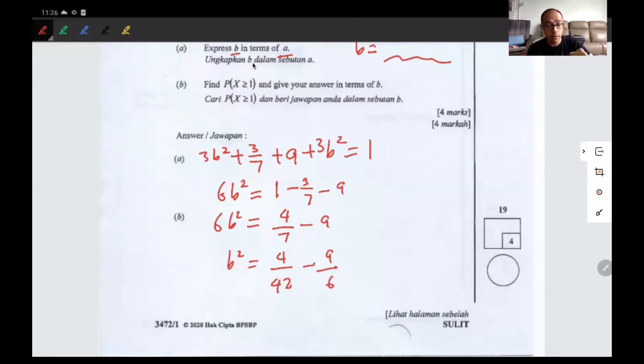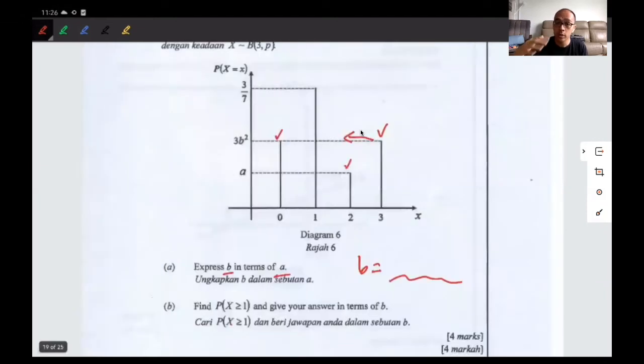Okay, and therefore, my final answer will be B equals to square root of 4 over 42 minus A over 6. This is how it would be. Okay, express B in terms of A. Nothing much to it. You just have to remember that the total probabilities is equal to 1, because binomial.